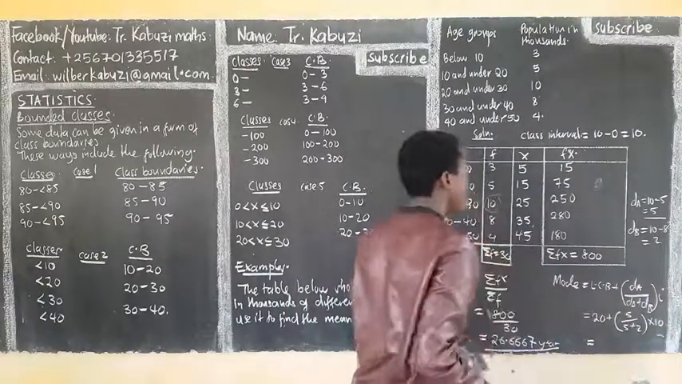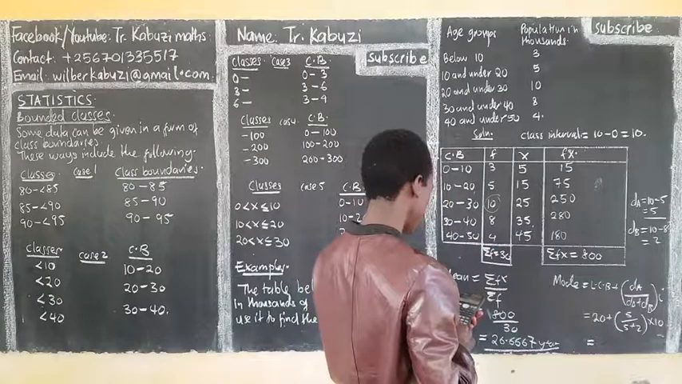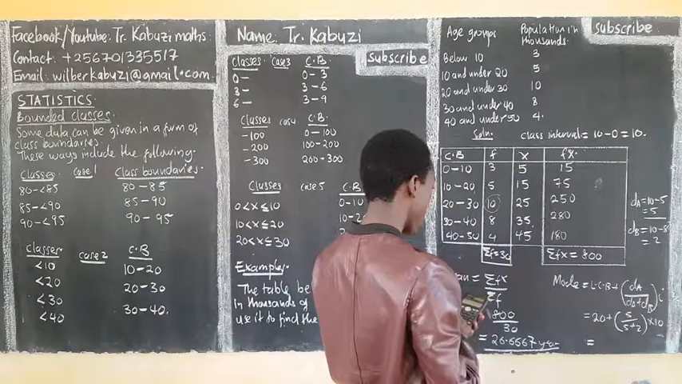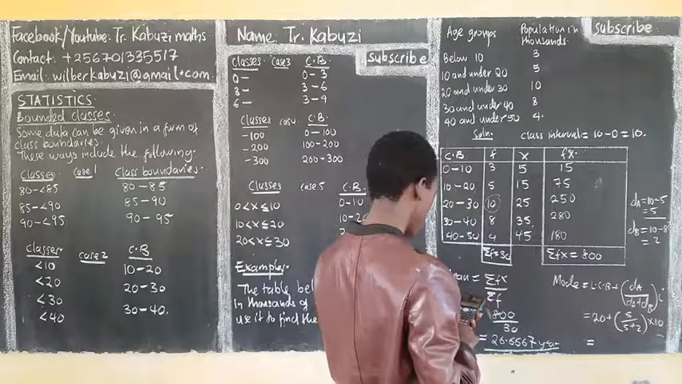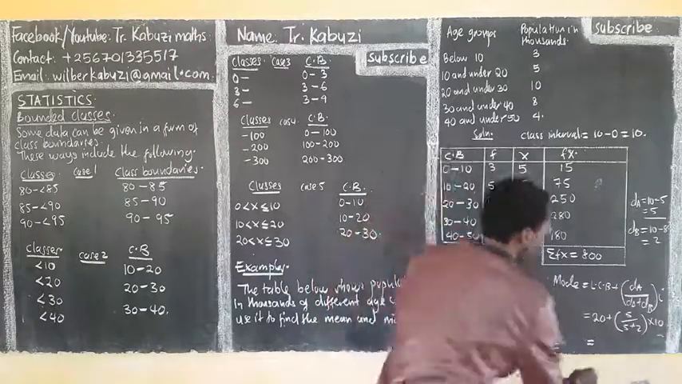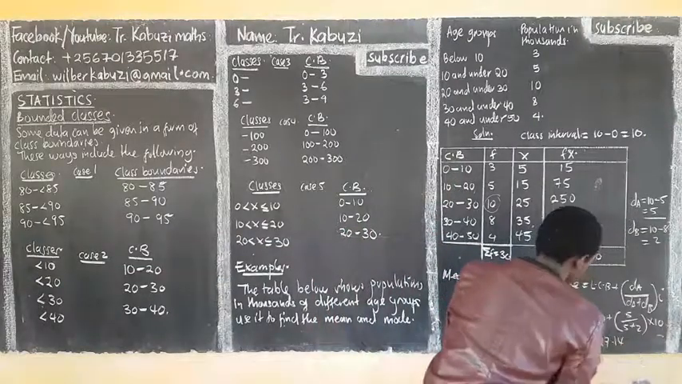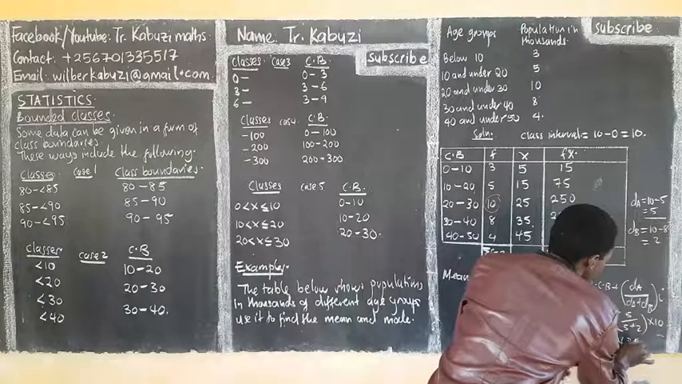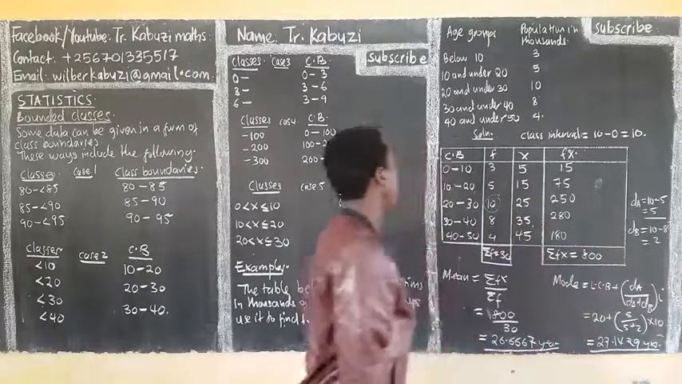And so our answer there is going to be 5 divided by 7 times 10, plus 20. So this one is giving me 27.14. So yes, that's how we handle it.